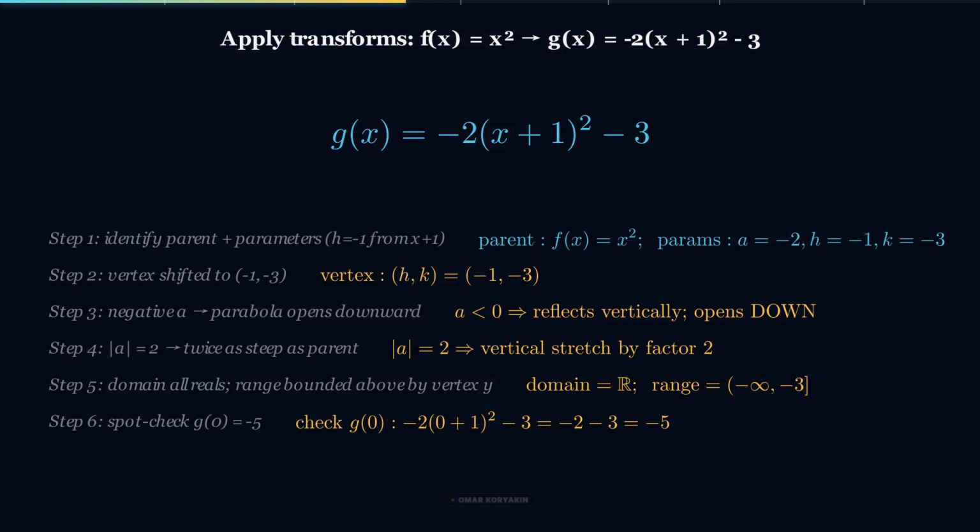Step 6. Verify by evaluating at a specific input. G of 0 equals negative 2 times the quantity 0 plus 1 squared minus 3, equals negative 2 times 1 minus 3, equals minus 2 minus 3, equals minus 5. The point 0, negative 5 sits on the new graph 1 unit to the right of the vertex, with the expected vertical drop of 2 units due to the steepness factor and the downward opening direction.